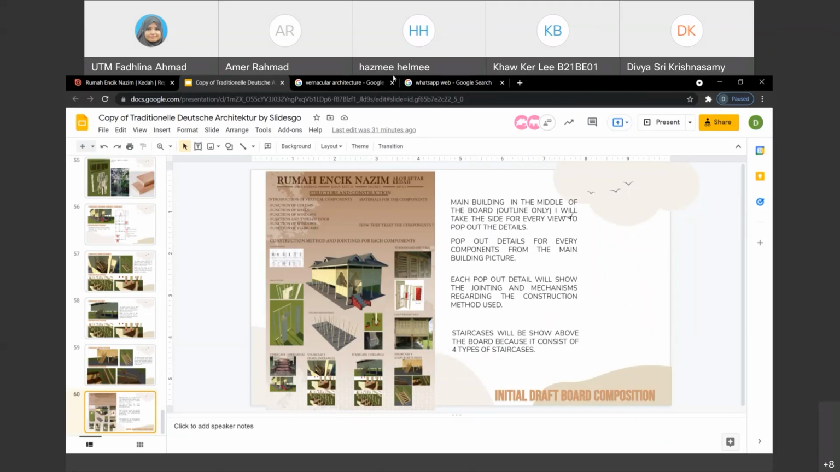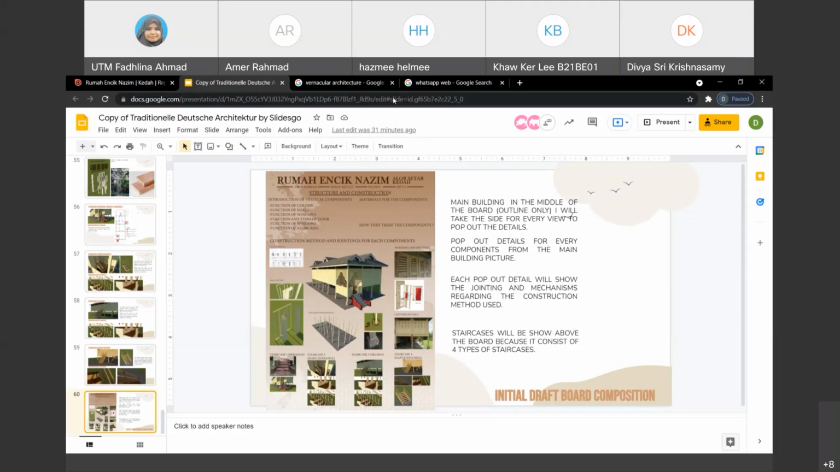Thank you. How about your physical model? Okay, for my physical model, I've bought balsa wood and also balsa sheet. I will be doing the components, which are windows and doors. I will only take the part that I'm going to do, which is only the windows, the columns and also the jointings, not the overall building.